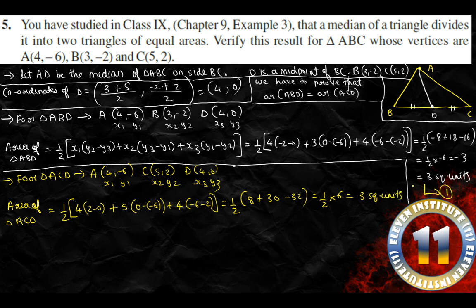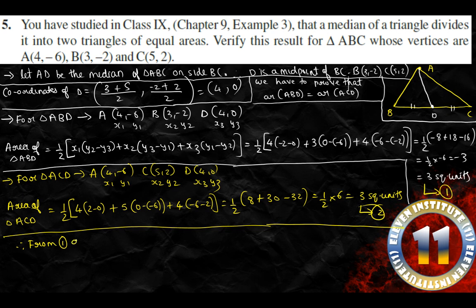So let this be equation number 1 and this be equation number 2. We can see that in both, what answer do we get? 3 comes. So we can write from 1 and 2, area of triangle ABD is equal to area of triangle ACD. Right? Very simple. Clear? Therefore we can write over here, what will we write from above?